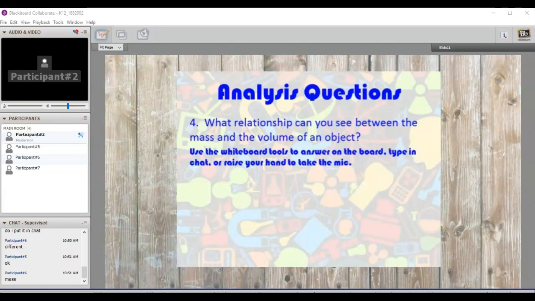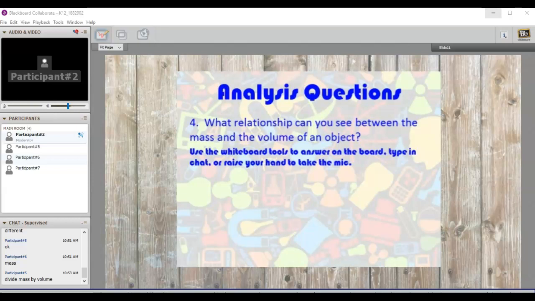So the last question in this part says, what relationship can you see between the mass and the volume of the object? All right, so we're looking at the weight of it and the volume. So what did you see in our examples of our objects about the heavier they got? So if it has more mass, right, that's how you solve it. But what did we see as we saw the mass increase, as we saw heavier objects being used?